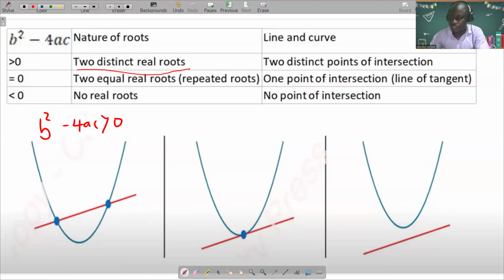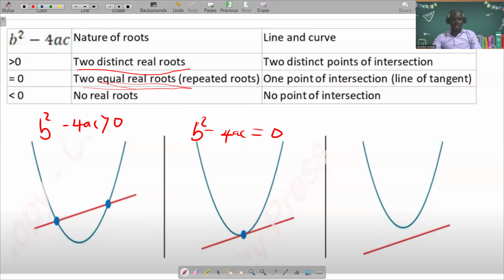Now, the second part of it is that when our discriminant is equal to 0, b squared minus 4ac is equal to 0. Don't forget in our nature of roots, we say we have two equal roots, I would say repeated roots. What this means for a line and curve is that we have a line that meets the curve at a point. And when a line meets a curve at a point, that line is a tangent. So when there is an intersection between a quadratic curve and a line of tangent, that means it meets at a point. The discriminant to use in solving that problem is b squared minus 4ac equals 0.